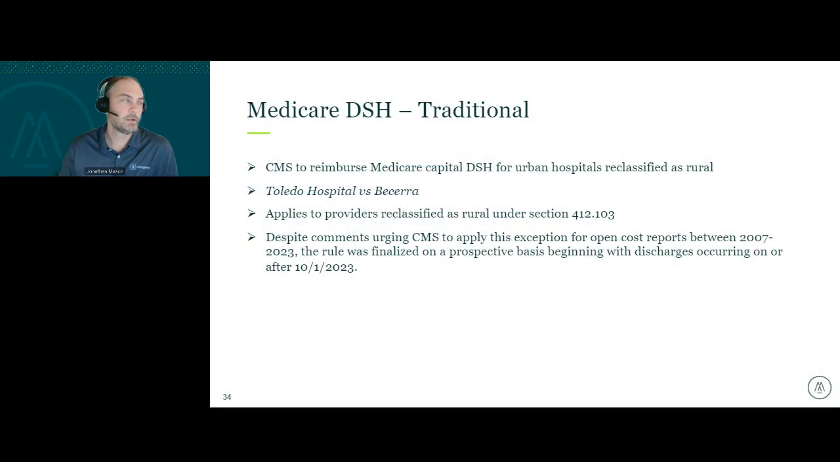So, switching gears, we do have a few Medicare DSH updates. The first topic I want to cover is CMS's proposal to reimburse Medicare capital DSH for urban hospitals that are reclassified as rural. CMS is reversing its policy denying capital payments in response to the recent decision in the DC Court of Appeals in Toledo Hospital versus Becerra. In that case, the court ruled that CMS's rule was arbitrary because the rulemaking record failed to explain why reclassified rural hospitals should not receive capital DSH payments.